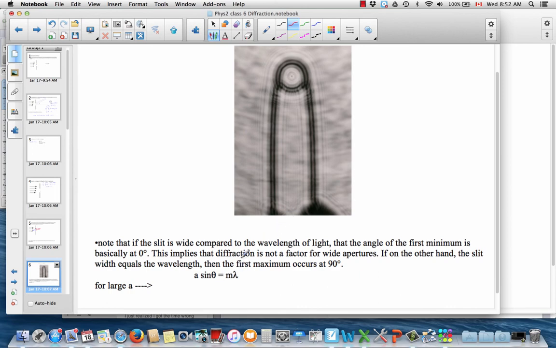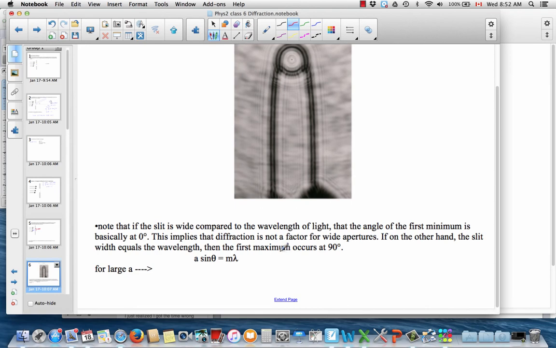Okay, now we only see diffraction effects when the slit width is comparable to the wavelength. Because if the slit is really, really wide compared to the wavelength of light, so that means that a is a really, really, really big number, then mathematically, using our expression for the minimum, you'd get sine theta is m lambda over a. So if a is huge, so if you're dealing with the diffraction of light through a doorway, then sine theta is basically 0 and theta is 0.